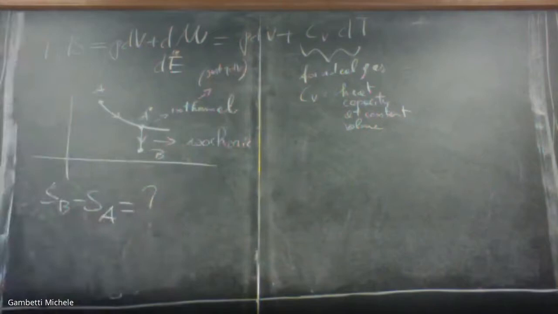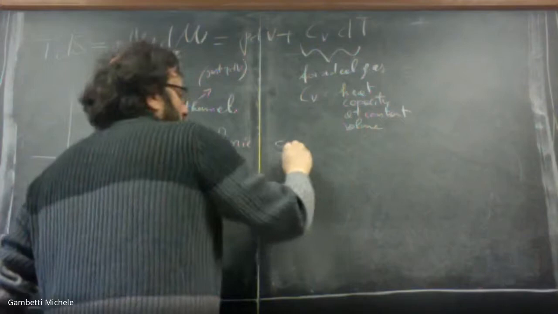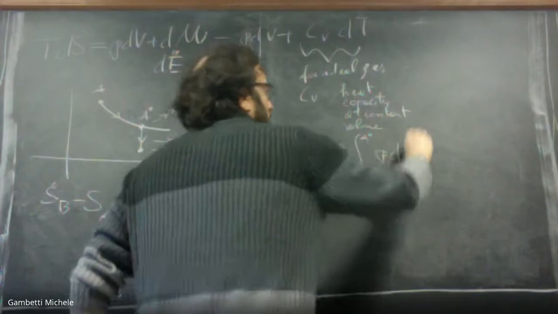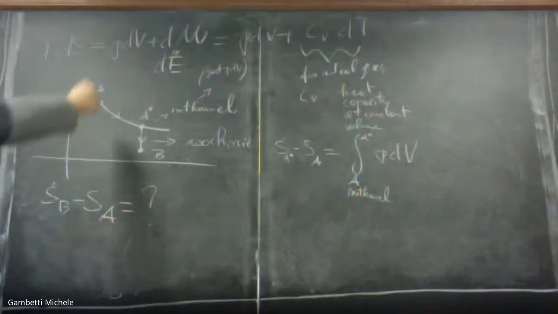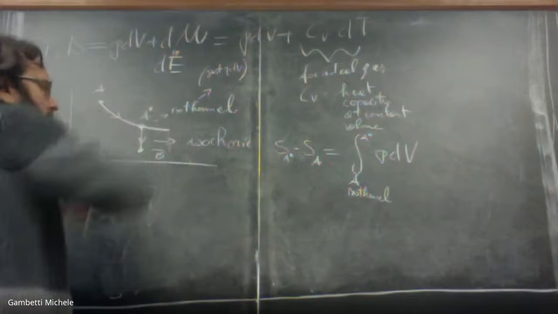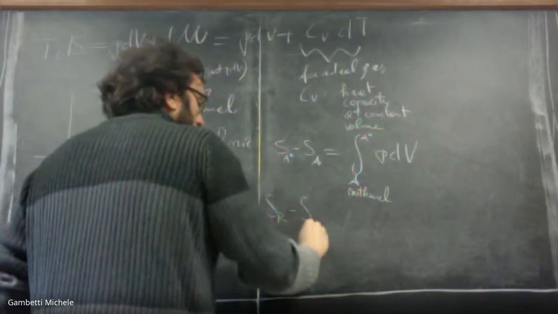So when you compute the variation, let's say S of A star minus S of A, this will be an integral from A to A star on an isothermal of PdV, because the other term will vanish since you are moving following an isothermal. Then you can compute the isochoric variation, so the variation of the entropy along this isochoric. And so you do S B minus S A star, which is the integral from A star to B.